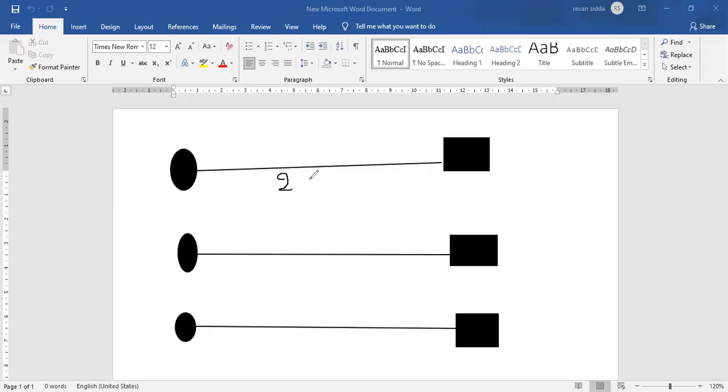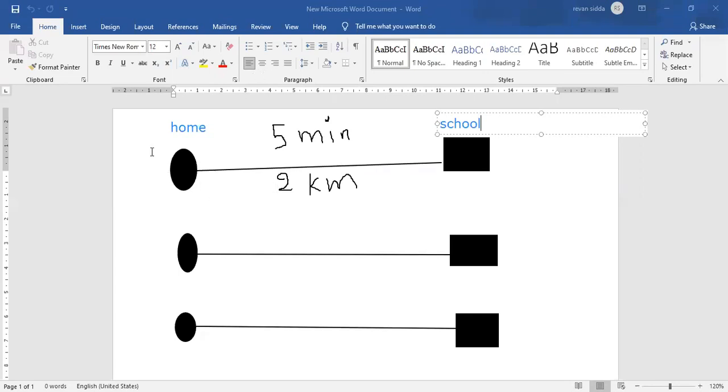Suppose you have 2 kilometers here, and you are taking almost 5 minutes to cover this distance. You are taking 5 minutes to cover the distance of 2 kilometers from your home to school. From your home to school, you are taking 5 minutes of time, and the distance is 2 kilometers, right?